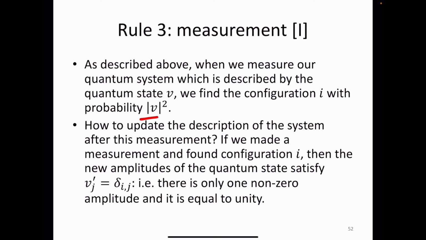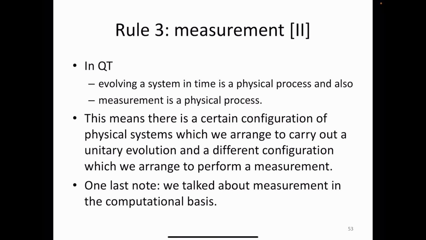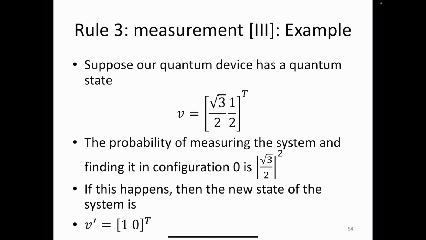So you may have seen that before. And in quantum physics, evolving a system in time is a physical process, and also the measurement is a physical process, which means that there is a certain configuration of physical systems which we arrange to carry out a unitary evolution, and a different configuration which we arrange to perform a measurement. Anytime we talk about measurement here in quantum computing, we talk about measurement in the computational basis, which, for example, in a 1-qubit state are again 1, 0 and 0, 1. That's the computational basis. Let's look at an example.